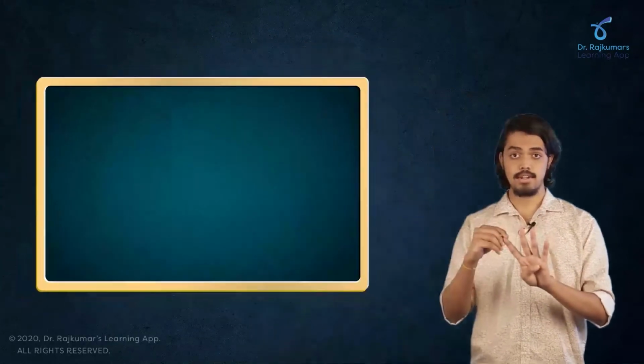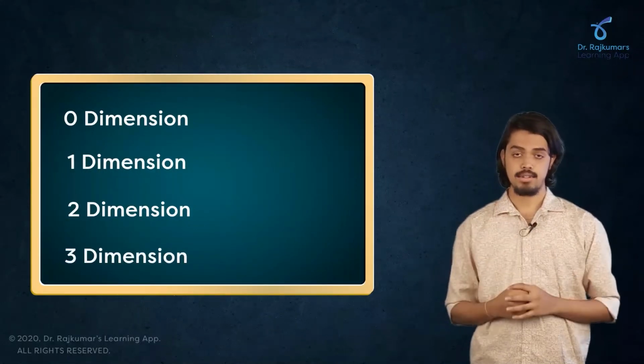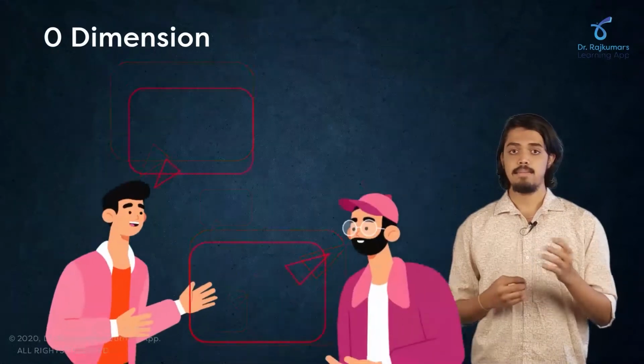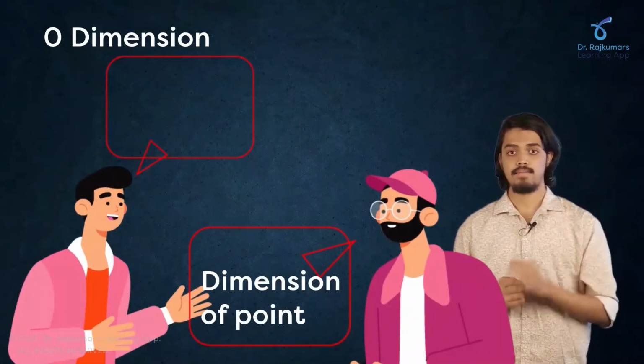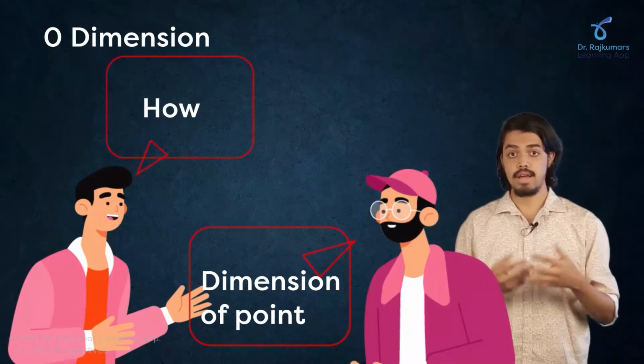Basically, we have 4 dimensions, that is 0 dimension, 1 dimension, 2 dimension and 3 dimension. So what is 0 dimension? I would like to give you an example. A person comes to you and tells you to find the dimension of a point. How do you find the dimension of a point? Do you have a ruler to measure it or do you have a tape?